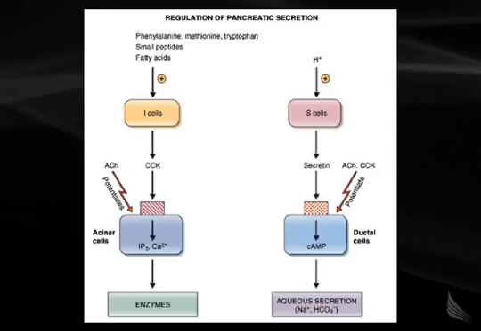On the right-hand side of the screen, we show that acid or low pH stimulates S cells to secrete secretin. Via cyclic AMP, it causes ductal cells to release fluid that is rich in bicarbonate. Again, acetylcholine and cholecystokinin potentiate this effect of secretin. Often in a physiological situation, as food is being digested, cholecystokinin and secretin will be secreted together, and so cholecystokinin often acts as a potentiator for secretin-mediated production of bicarbonate.